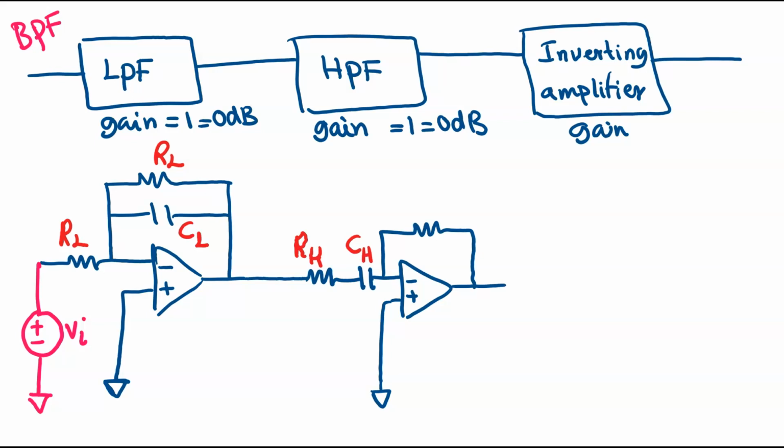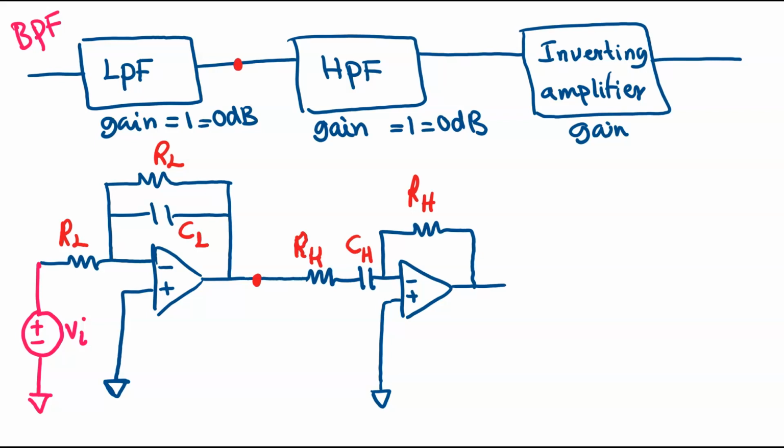Now again, in order to have a gain equal to 1 or 0 decibel, I need to choose the exact same values for the resistor. So I'm going to use RH here as well to have a gain equal to 1. Now remember that the output of the op-amp in the low pass filter, which is here, is going to be the input signal for the high pass filter. So it should be connected to the negative terminal of the op-amp in the high pass filter circuit.